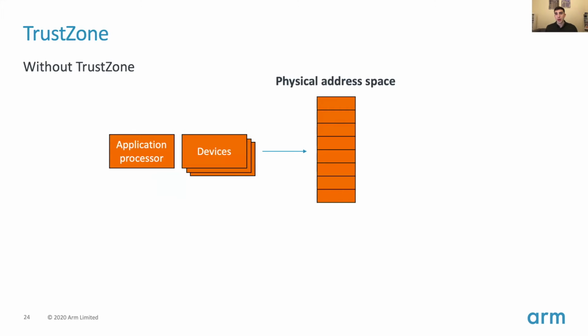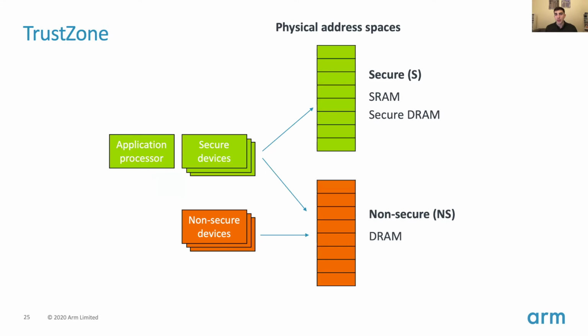Here's a simplified view of a typical system without TrustZone. You've got your system components, such as the application processor and devices, and a single physical address space. It's hard to protect code running in the application processor because memory is exposed to devices with direct memory access, or DMA. A system with TrustZone has its hardware resources partitioned between two security domains, the secure world and the non-secure world. The system has two distinct physical address spaces, secure and non-secure. The application processor and distinguished secure devices can access both, while normal non-secure devices can only access the non-secure physical address space.